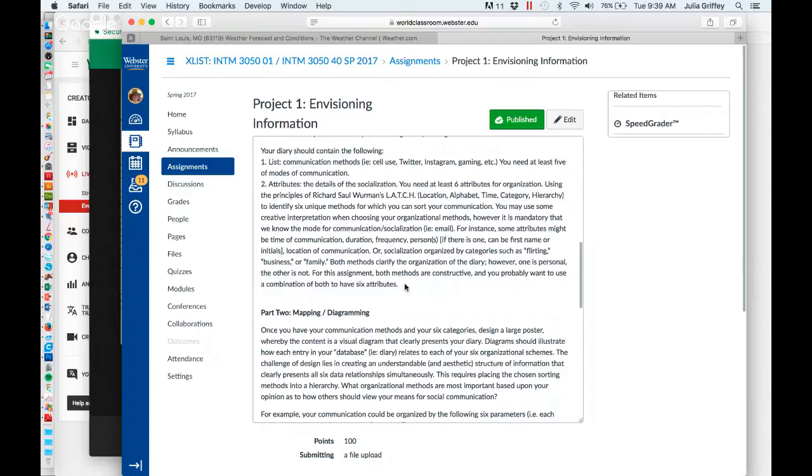So every time you communicate, you're going to record the mode of communication, and then the rest is kind of up to you. You might want to do the time interval, who you're communicating with, maybe where you are when you communicate. I mean, maybe 90% of your communication is on the toilet. I don't know, but that might be. You can do whatever you want in terms of how you categorize your communication.